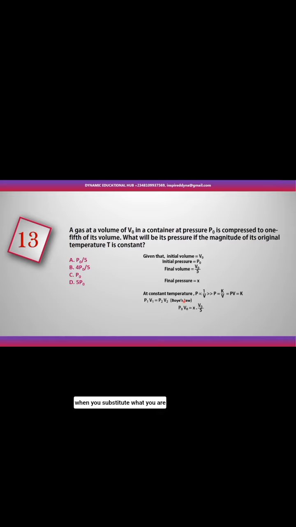So when you substitute what you are given in the question, your P1 V1, which is P0 V0, should give you the unknown pressure that you are finding, multiplied by the final volume in your question, V0 over 5. So you have X multiplied by V0 over 5, and you cross multiply. When you cross multiply, you have 5 multiplied by P0 V0 will give you X V0. Then you divide both sides by V0, so you'll be left with 5P0. This is how to solve this question very fast.